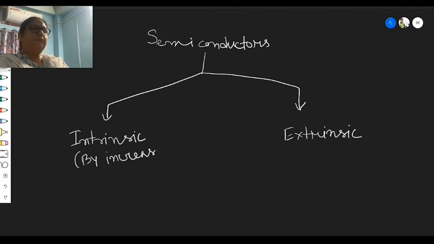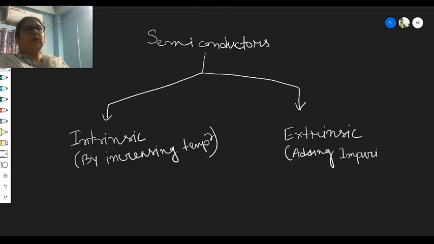So here, by increasing temperature, we can increase the conductivity and we will get an intrinsic semiconductor. And by adding impurity, we can prepare this type of semiconductor, that means extrinsic semiconductor.